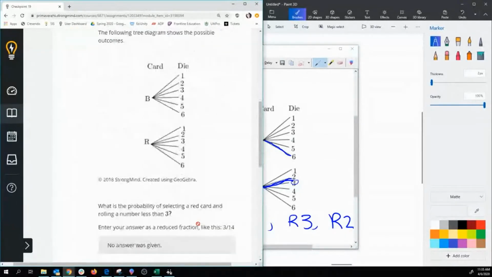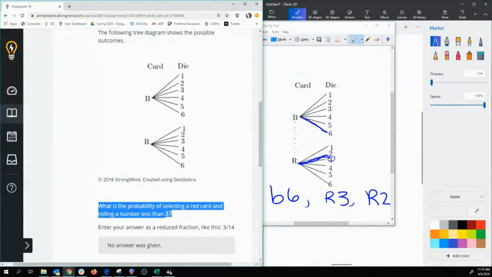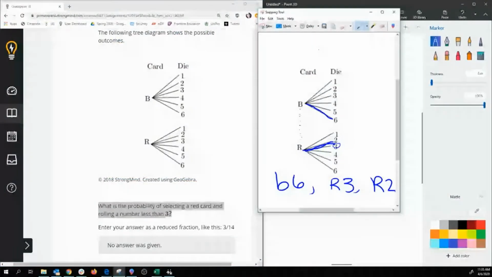All right, next question, guys, use the same exact tree diagram. This question is, what is the probability of selecting a red card and rolling a number that is less than 3? All right, and then Naira and Junior, let me know when you find it as well.